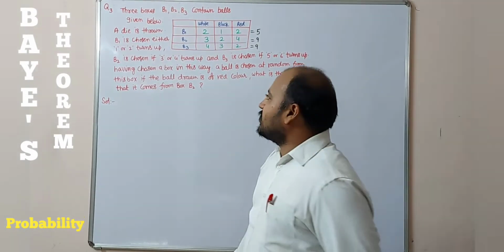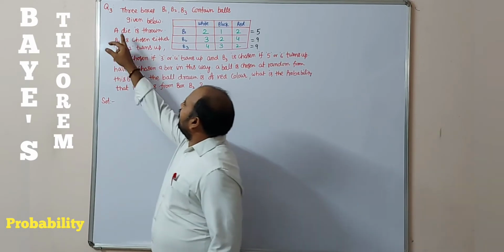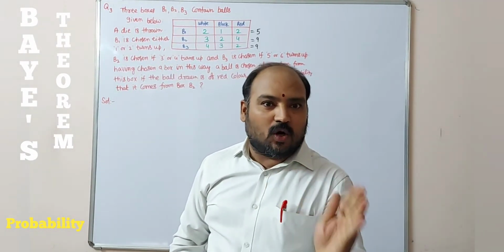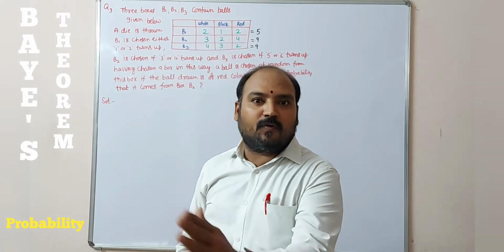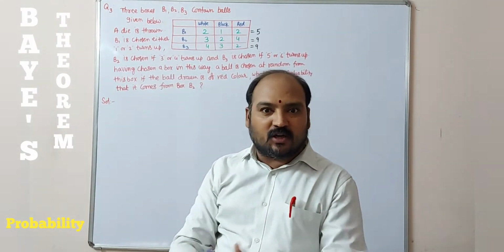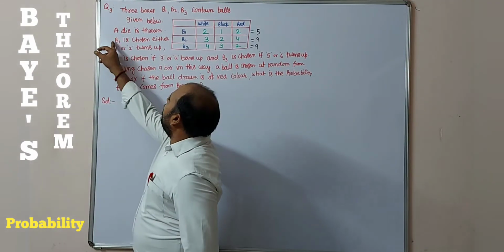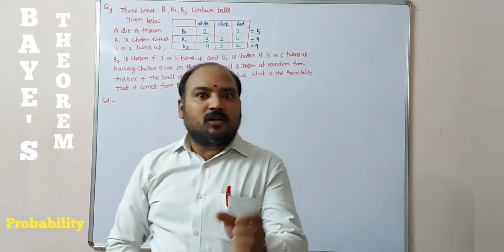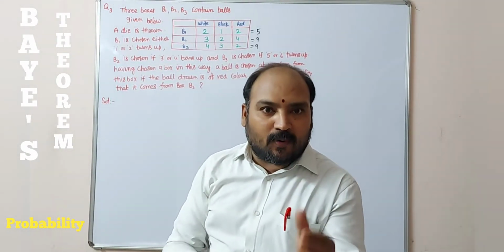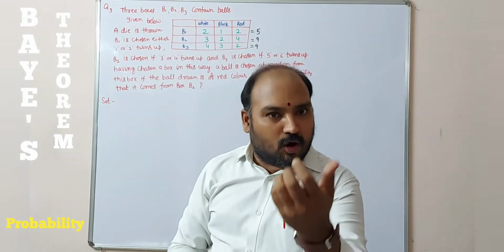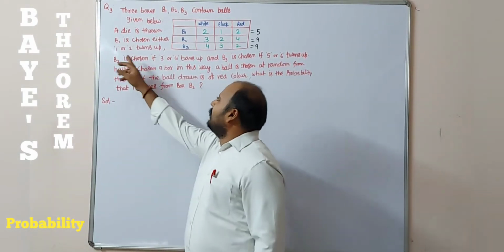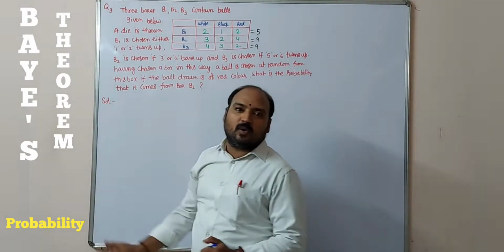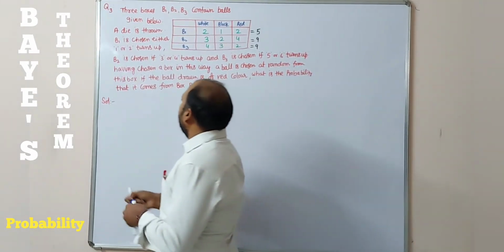For selecting the boxes, a condition is there. A die is thrown. If a die is thrown, we have 6 possibilities: 1 or 2 or 3 or 4 or 5 or 6. Total 6 possibilities are there. B1 is chosen if either 1 or 2 turns up. To select box 1, either the numbers 1 or 2 turn up. That means out of 6, these 2 numbers will be there. That means 2 by 6. Here you have to write it.